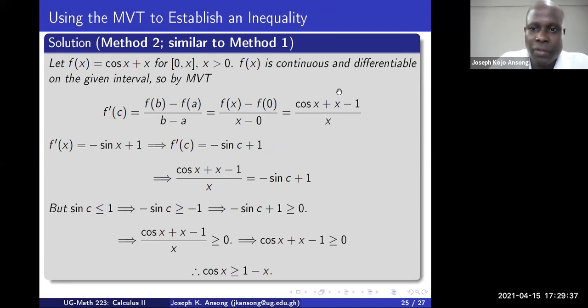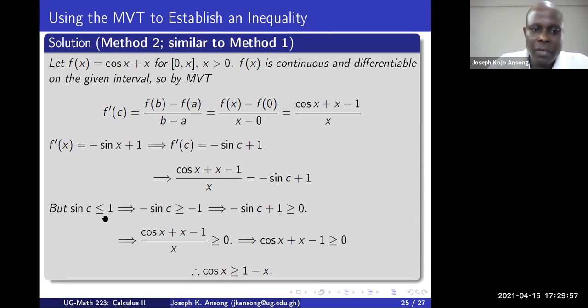F of 0 is 1. So that is why you have this all over x. And now if you find the derivative, you're going to have negative sine x plus 1. So f prime at c is negative sine c plus 1. And so you equate the two, this and that, and you get this, right? And use the same idea of sine is less than 1, right?